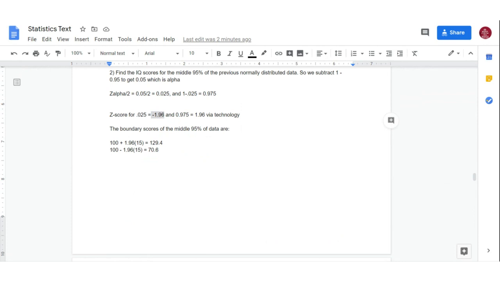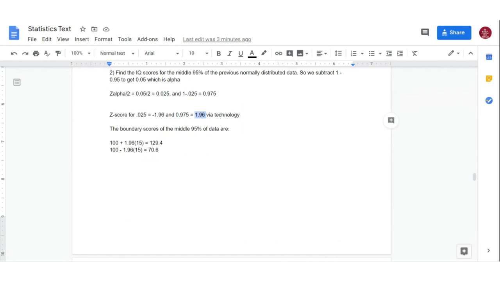All right. Now, here's where symmetry saves you some work, just like the complement rule can save you some work. If you take that 0.025 on the other side and add it to 0.95, or you use the complement rule and subtract the 0.025 from 1, then that gives you the positive boundary. But the positive boundary is just going to be the opposite, the positive value. So the z value boundaries for the middle 95% are -1.96 and 1.96.